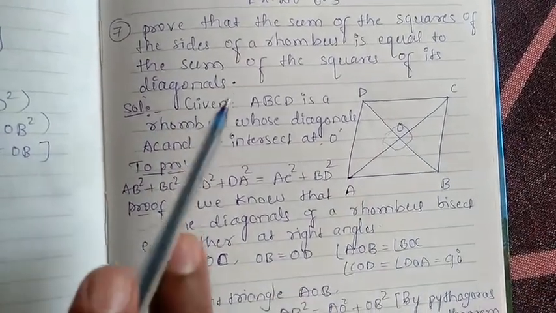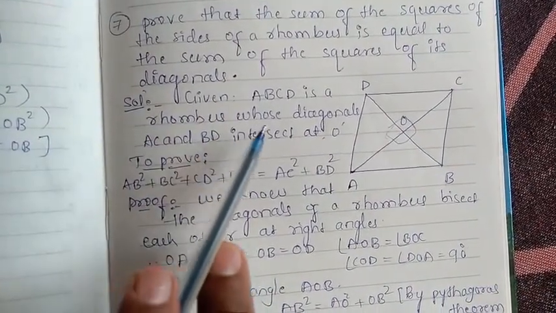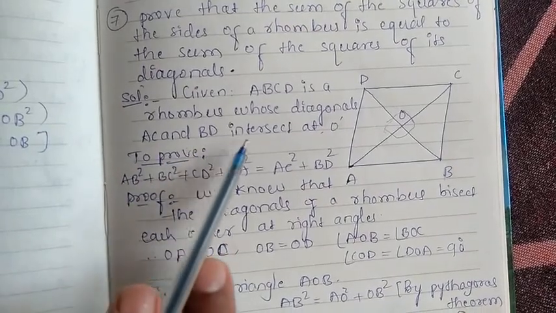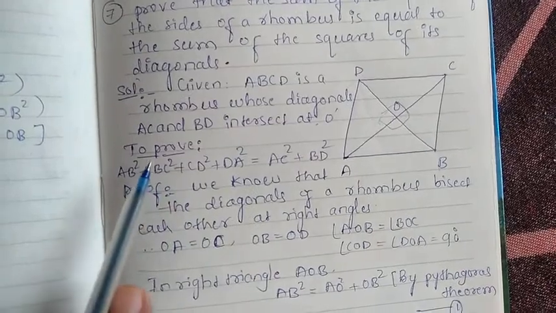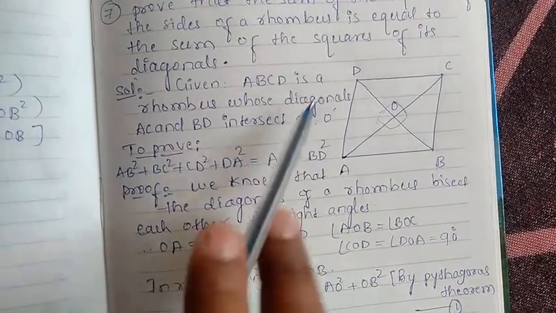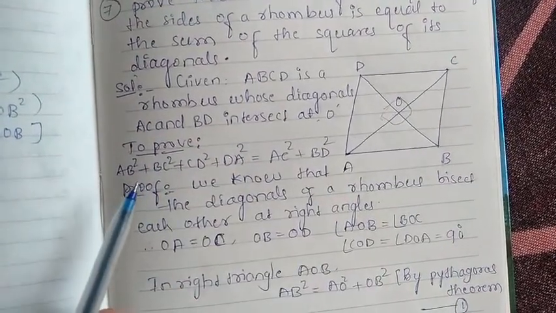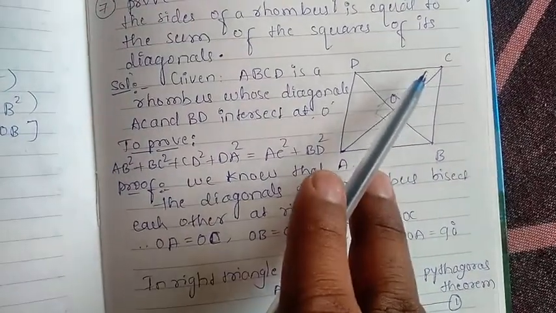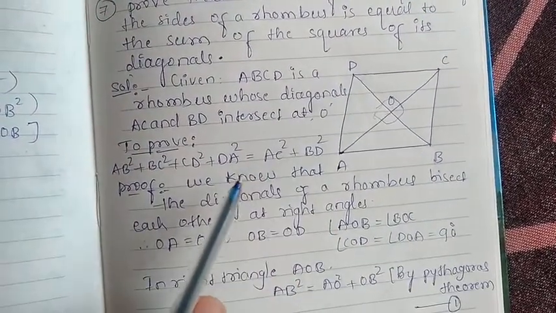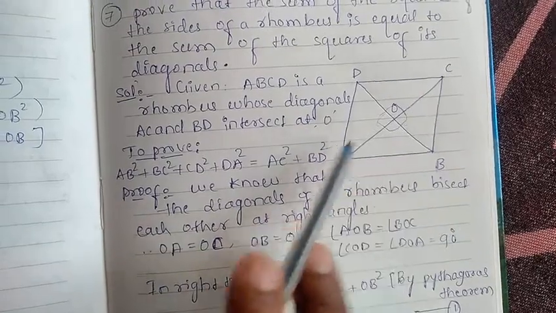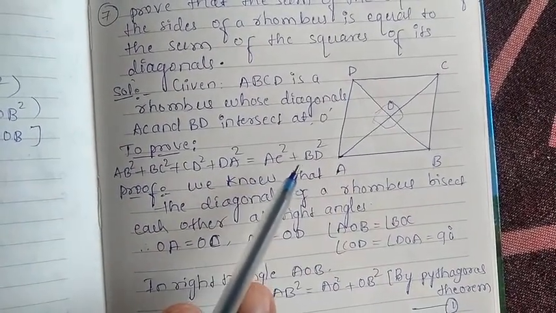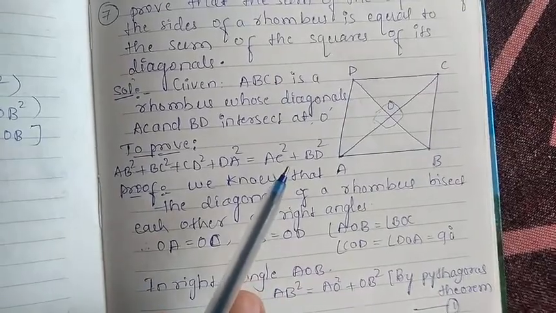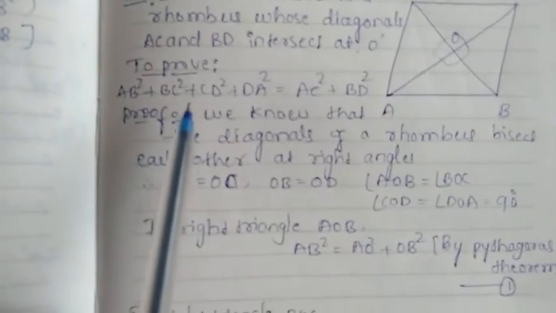So what is given? ABCD is the rhombus whose diagonals AC and BD intersect at the point O. First you have to write the given. See what you are going to prove here: the sum of the squares of the four sides. It means AB square plus BC square plus CD square plus AD square is equal to the two diagonals, AC square plus BD square. Now the proof.